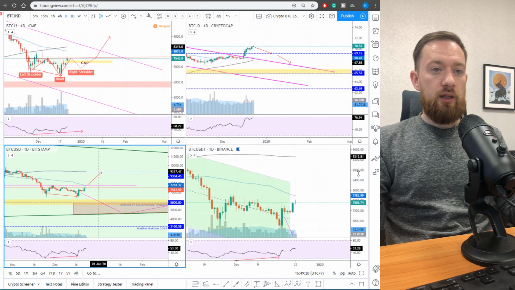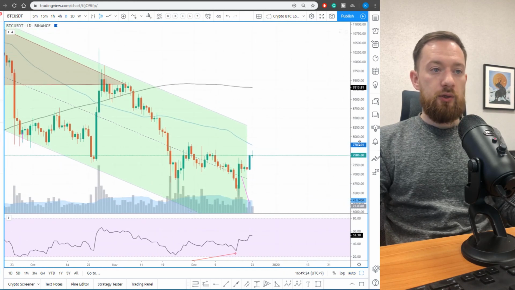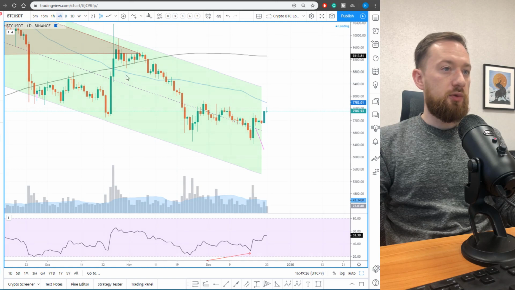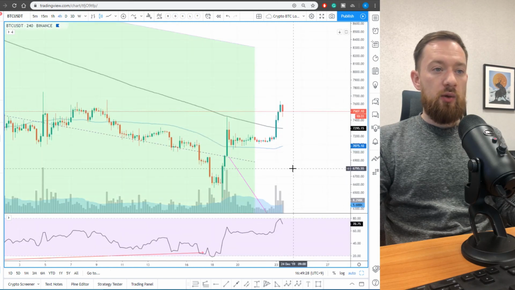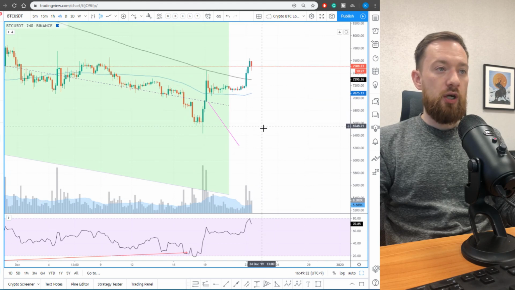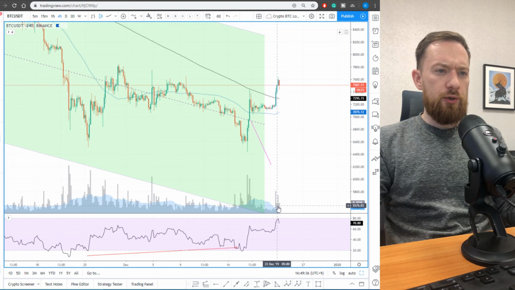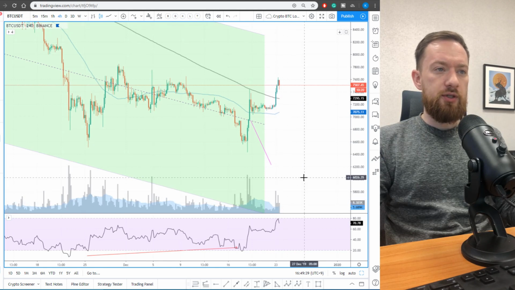Okay, let's look at the trading opportunities in the short term. So we'll go to the Binance exchange, we'll switch to the 4-hour chart. What we can see here is that we broke the 200 MA on the 4-hour chart. We had a little bit of volume. The volume was not great, to be honest.